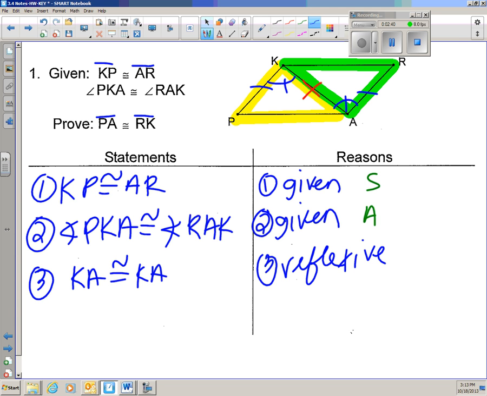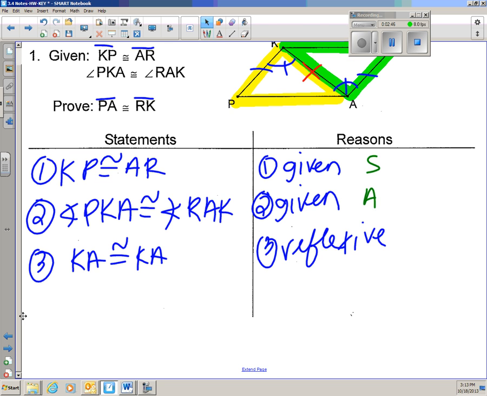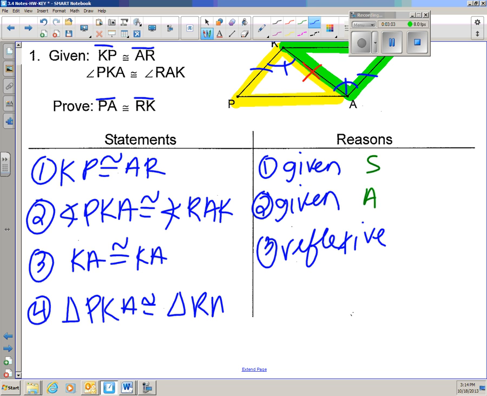Well, now you have your three pieces. So now we have to match up the triangles. Remember, the corresponding letters matter. So I can talk about the yellow triangle. I'm going to call the yellow triangle triangle PKA. And now when I match it up with the green triangle, PKA has to go to triangle RAK. Again, this reason is because of side angle side.